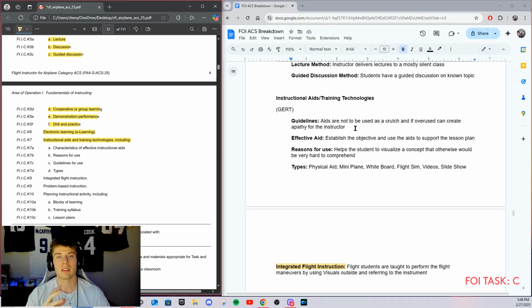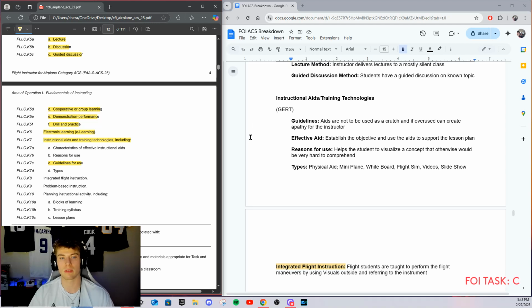So the guidelines are, use them as an aid, but don't use them as a crutch, because if you overuse them, it looks bad. Effective aid. So establish the objective and use the aids to support the lesson plan. So just make sure that you're setting that objective whenever you're teaching, and use it to help you. Because it is easy to get off topic or forget something. So if you use it correctly, it can be very helpful.